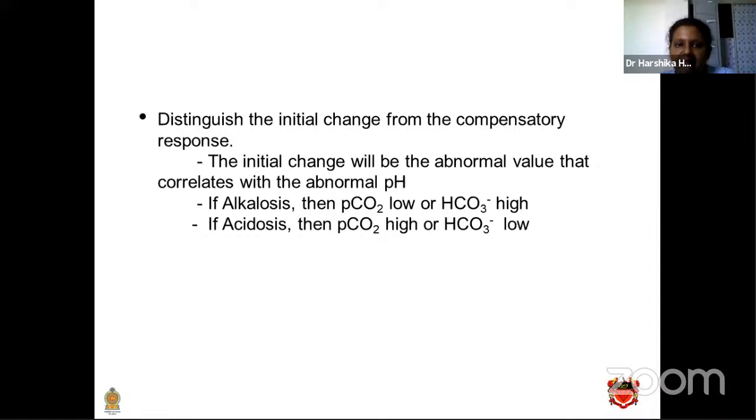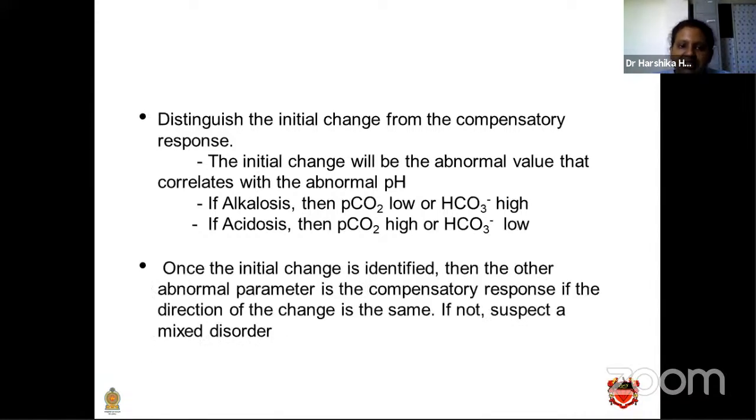For example, if your pH was more than 7.45, you know it's an alkalosis. For you to say it's an alkalosis, you know that your CO2 tension should be lower than the normal, or your bicarbonate should be higher than the normal. In contrast, if the pH showed acidosis, then you know your CO2 should be higher than the normal value and the bicarbonate should be lower than the normal value. That is how you are going to detect the initial change.